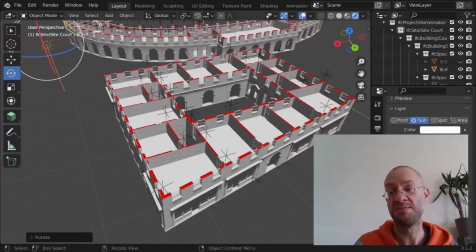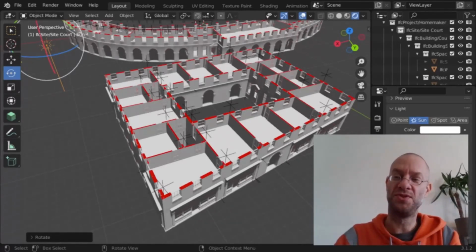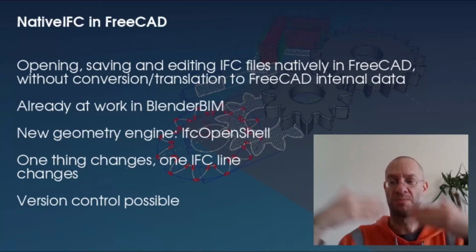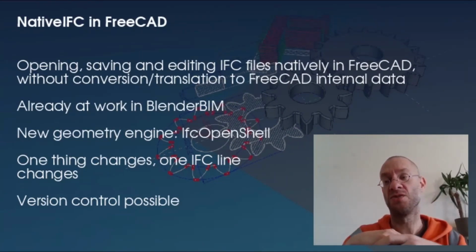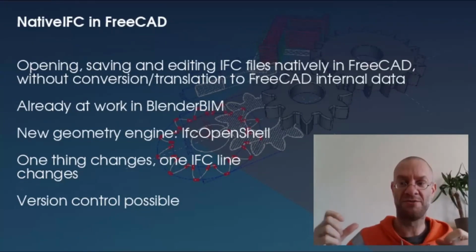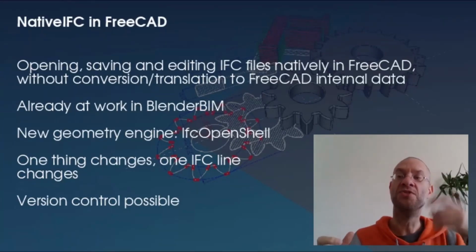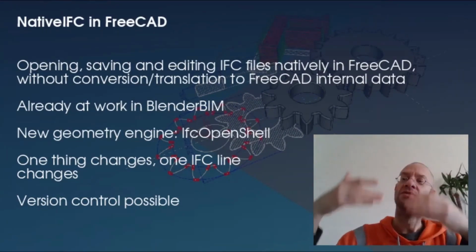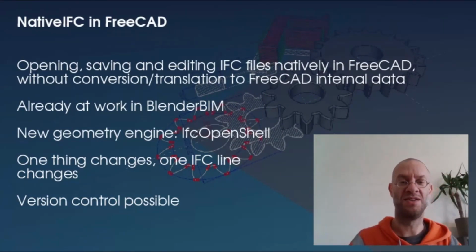So that means in FreeCAD basically that we don't use Open Cascade directly anymore. We use another geometry engine, which is IFC OpenShell, which is what produces the geometry you see in FreeCAD. So all the geometry you see and manipulate in FreeCAD is always produced directly from the IFC file. So you change something in the IFC file, the geometry you see in FreeCAD is updated.